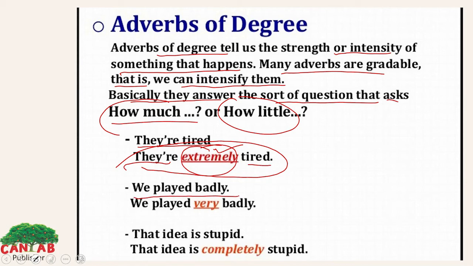We played badly. How badly? Yes, very badly. We played very badly. Badly is another adverb, which is modified by the adverb of degree very here. That idea is stupid. How stupid? Completely stupid. You can see the intensity of a verb here.